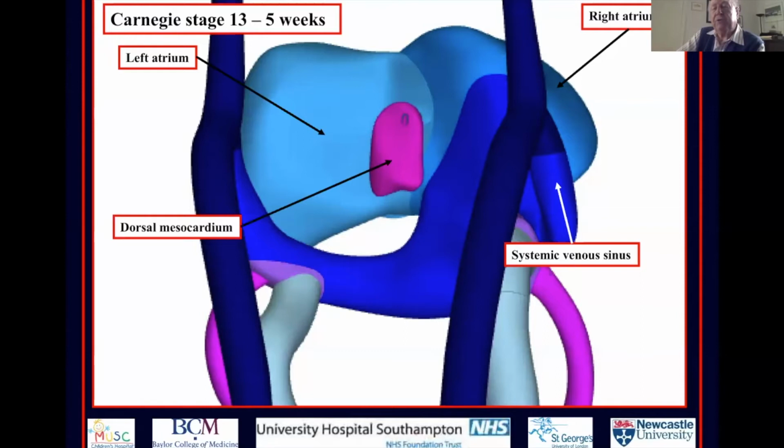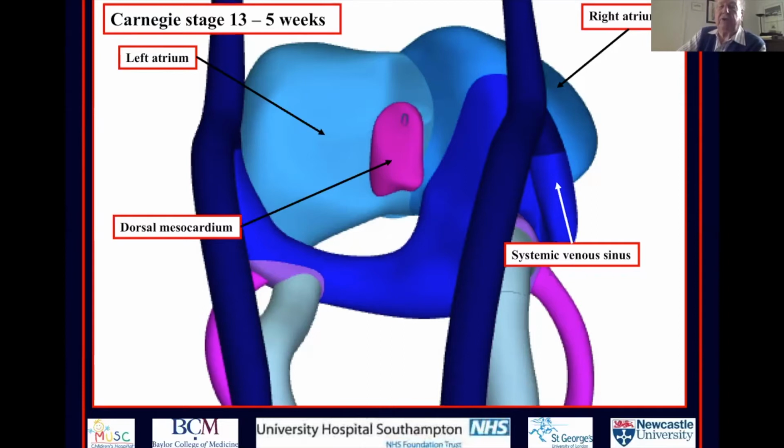So what you see now, as we look at it from behind, we can still recognize the site of the dorsal mesocardium. The drainage from the systemic veins is now entirely to the right. To your right hand, remember we're looking at the reconstruction from behind. The veins are draining only to the right side of what initially was a common atrial chamber.